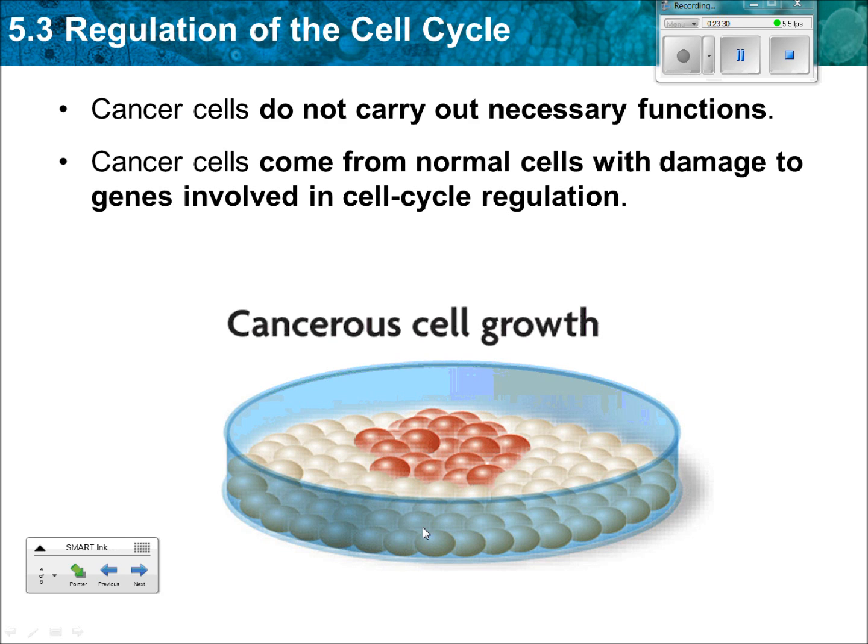So cancer cells, like I said, do not carry out necessary functions. They are too busy dividing. Where did they come from? They're not foreign, you guys. They're that person's cells. They come from normal cells, but the DNA, the genes in those cells, has been mutated. Something's gone wrong. And it can be inherited too.